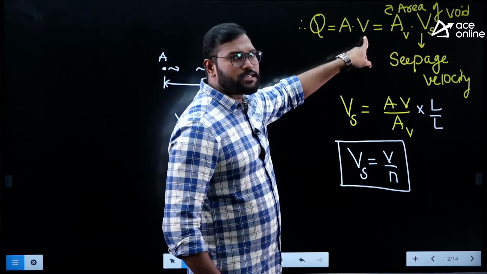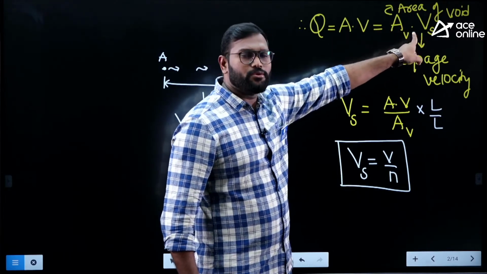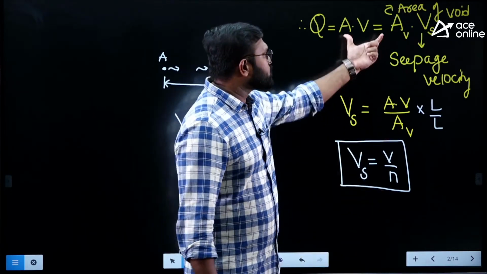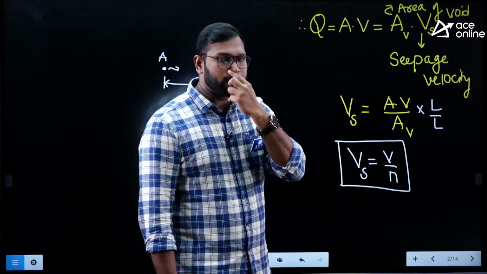If you go for the discharge velocity, you use total area. If you go for the seepage velocity, you use area of voids. But eventually it's always better to use A into V, because finding the total area is much easier than finding the area of voids.